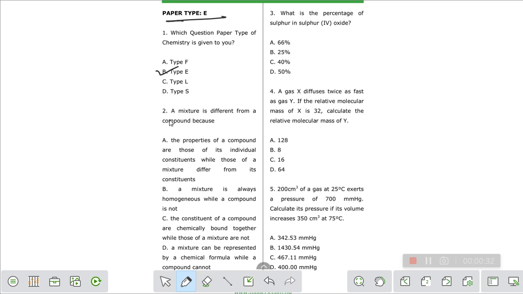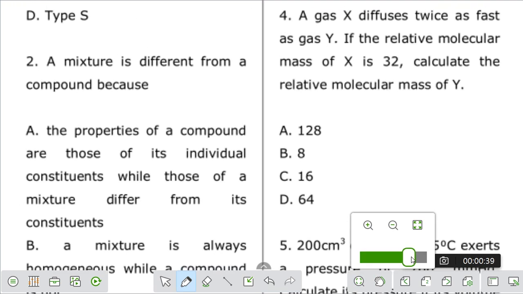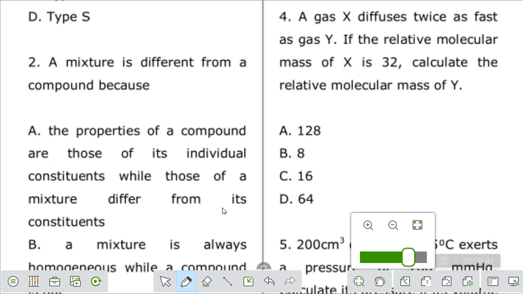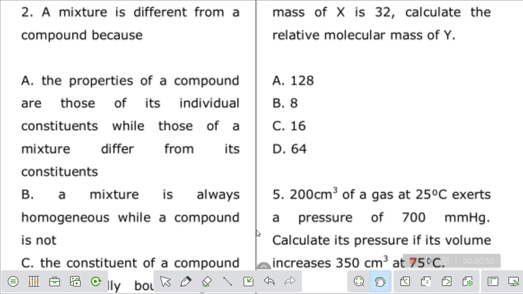I think I should try to zoom it. Okay, I think by now you should be able to see it very well. So they said a mixture of two different. A mixture is different from a compound because of what? So what's the difference between a mixture and a compound? That's what they're asking.